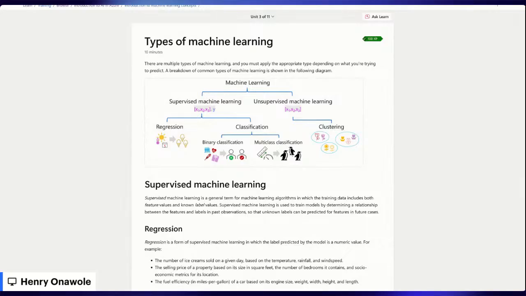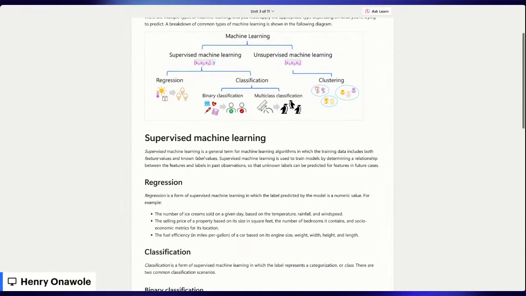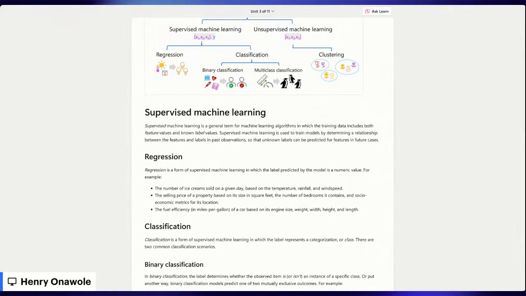Now let us talk about what supervised machine learning is. Supervised machine learning is a general term for machine learning algorithms in which the training data include both feature values and known label values. Supervised machine learning is used to train models by determining a relationship between the features and label in past observations so that unknown labels can be predicted for features in future cases.